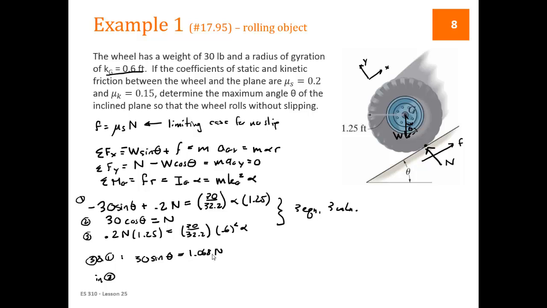Alright, so we solve this expression for N, plug it in here, and then we can write that equation as a combination of the sine and the cosine, which would give us that the sine of theta over the cosine of theta, which is equal to the tangent of theta, is equal to 1.068, which we solve using the inverse tangent to get that theta is equal to 46.9. We can take that theta then and plug it in and find the normal force, the friction force, and the other unknowns in the problem.